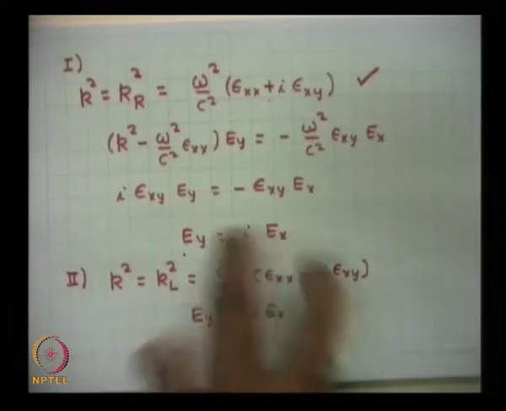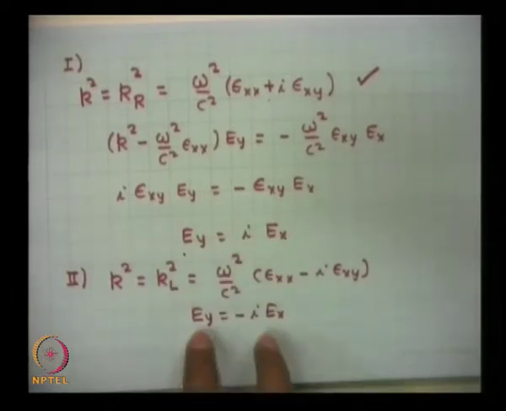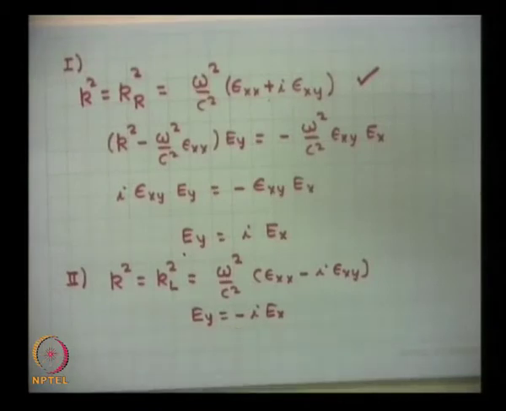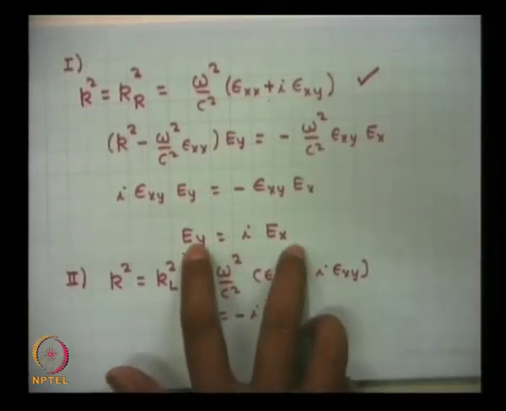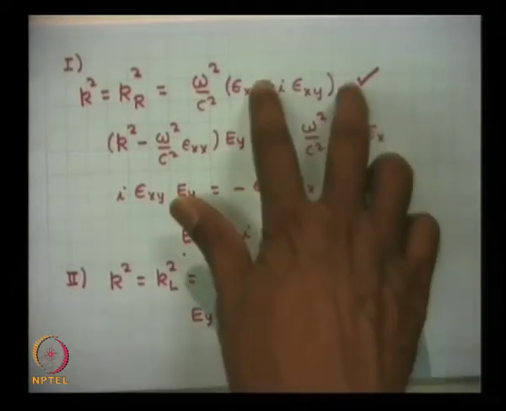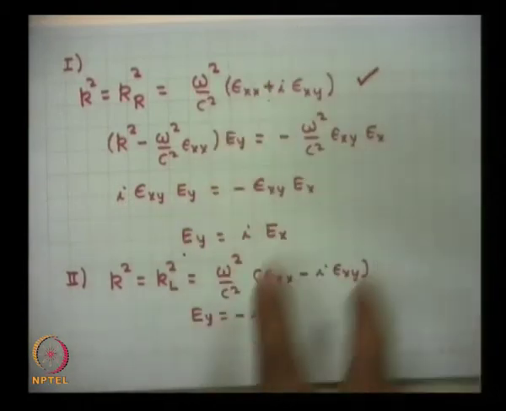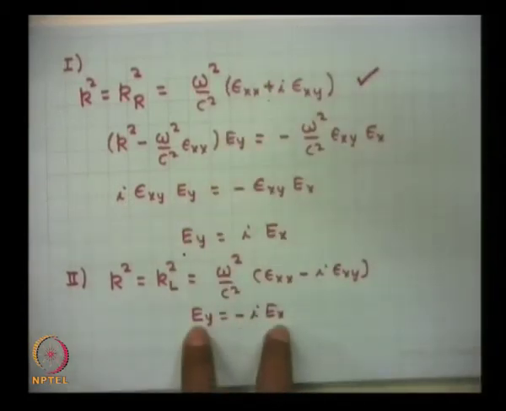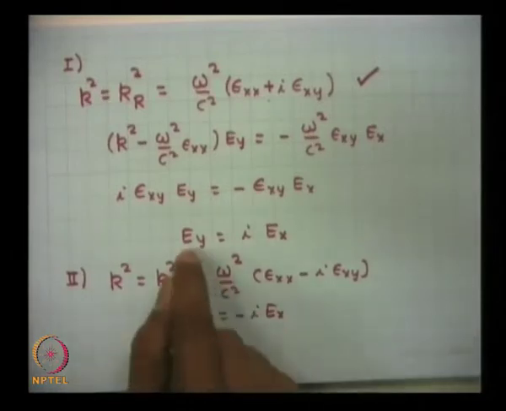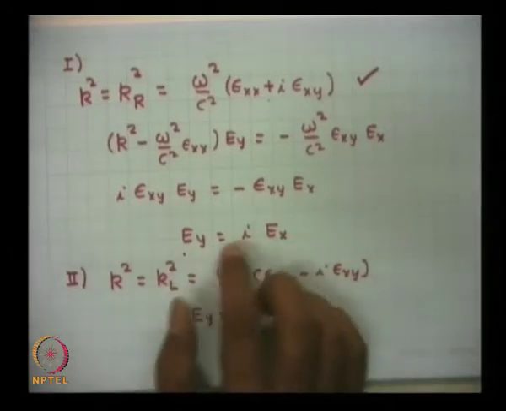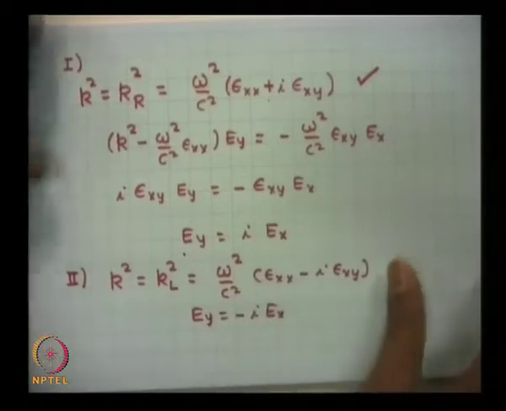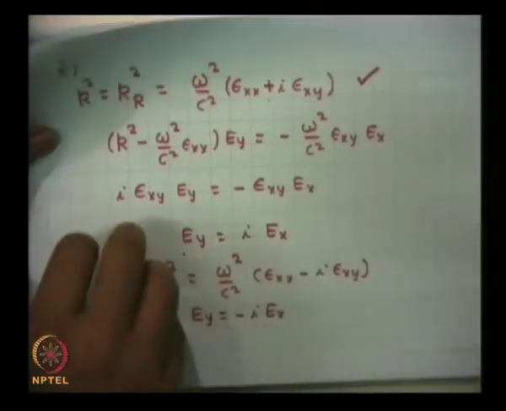What is the meaning of i being here and what is the meaning of minus i being here? We shall learn that this corresponds to a right circularly polarized wave, and a right circularly polarized wave travels with a different wave number, and a left circularly polarized wave travels with a different wave number. But let us recognize why this wave is a right circularly polarized wave. We shall discuss this.